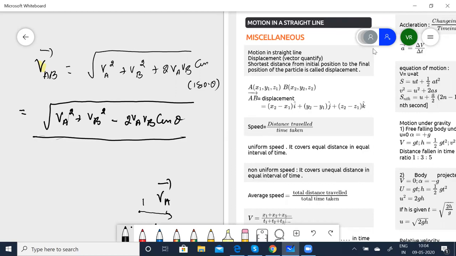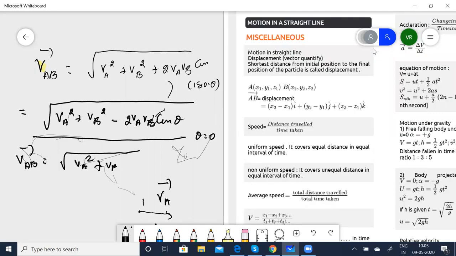Okay, so there are two special cases. When theta is equal to 0, cos theta is equal to 1. So that becomes VAB vector is equal to root over VA squared plus VB squared minus 2 VA VB. Okay, now you can see this is simply of the formula A squared plus B squared minus 2AB.